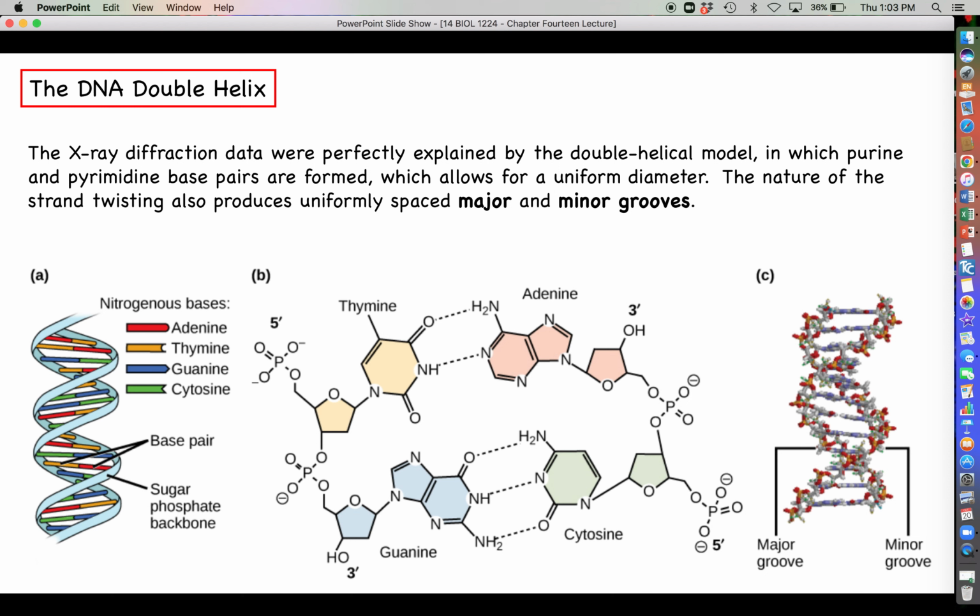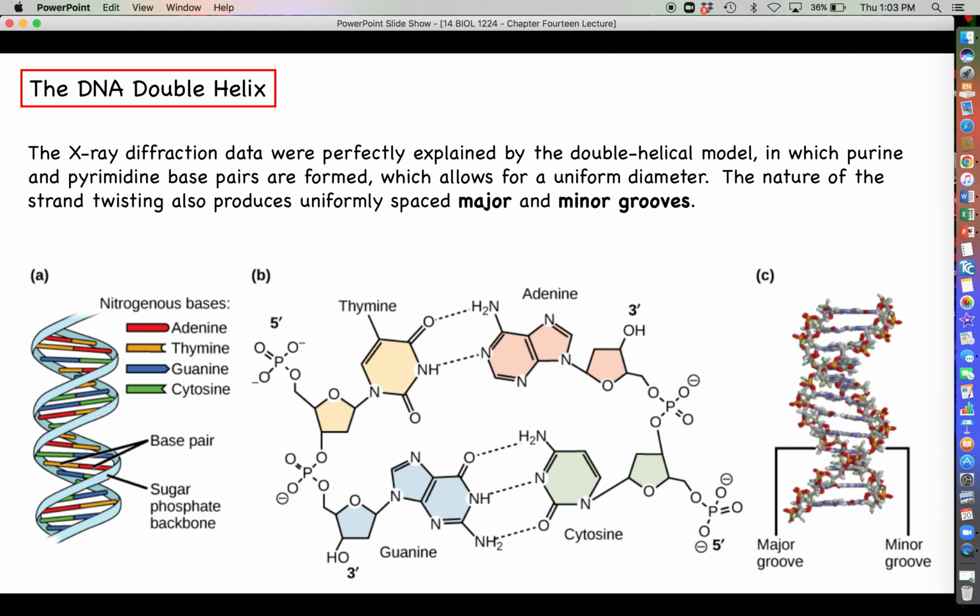But another interesting thing that we see here, and we're not actually to the point yet where we can fully appreciate the implication of this, is that the way the DNA strands wind about each other produces both a major groove and a minor groove. So the major groove is this large opening right here, and the minor groove is this smaller opening right here.